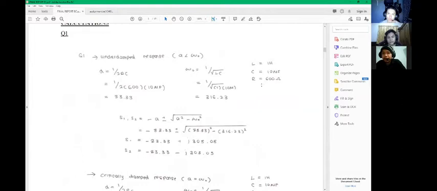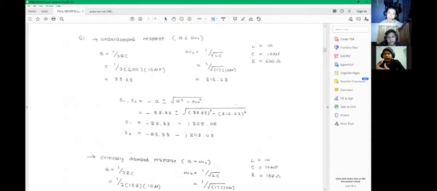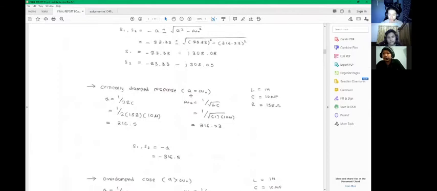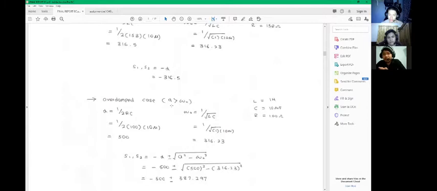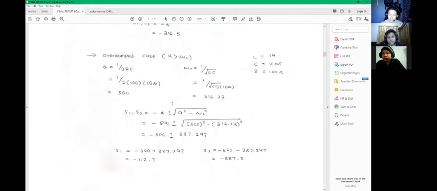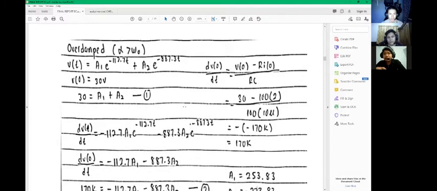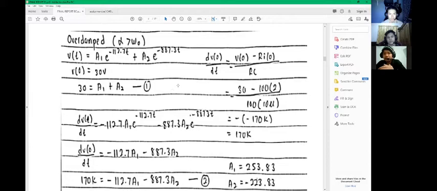So underdamped is when alpha is less than omega naught, critically damped is when alpha is equal to omega naught, and the overdamped case is when alpha is greater than omega naught. To find the v(t) and i(t), we will use a certain formula for each case. For overdamped, we use v(t) equal to A1 e to the power of s1 t plus A2 e to the power of s2 t.